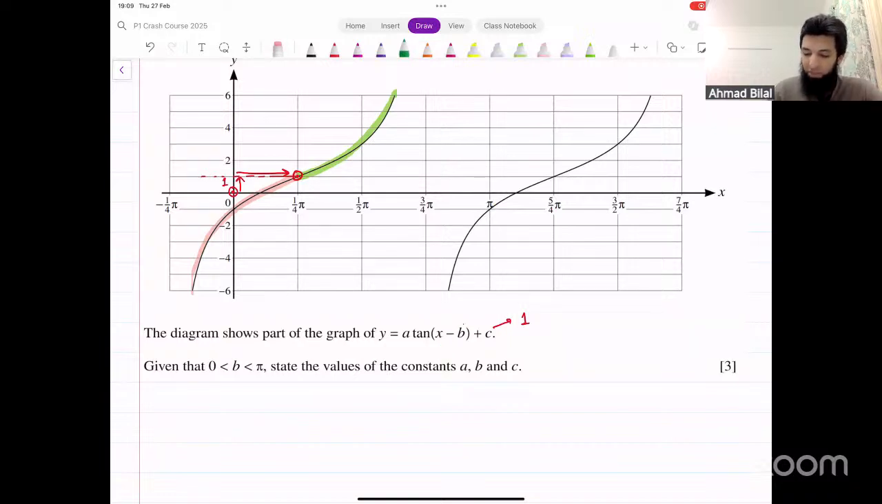What's the value of b? The value of b should be pi over 4. Okay, because it's going pi over 4 units to the right. We do minus pi over 4 there. So the value of b is pi over 4.